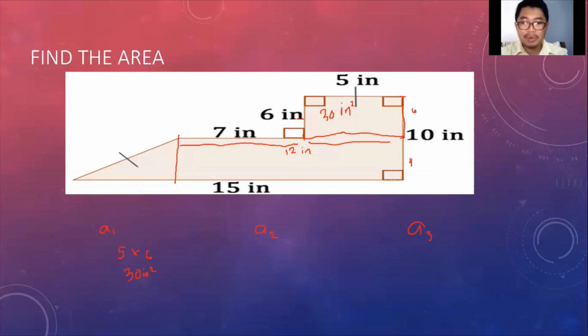So we already have the length, which is 12 inches, times the width, which is 4. So 12 times 4. This will be the area of our second figure. So 12 times 4, we got 48 inches squared.